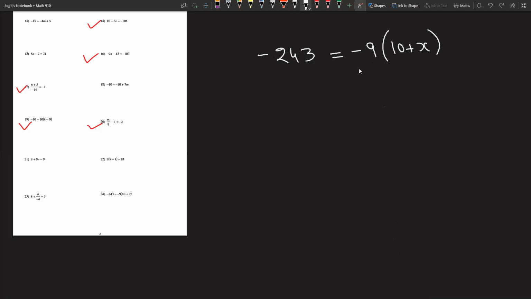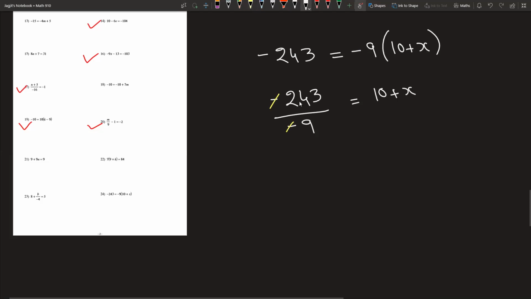Okay, now, what's the first thing we need to do? We got to get rid of this negative 9, right? It's multiplying, so we're going to cross multiply. This becomes minus 243 divided by negative 9. That is equal to 10 plus x. Now, negative negative cancels.